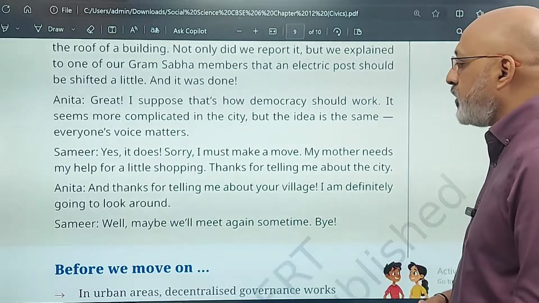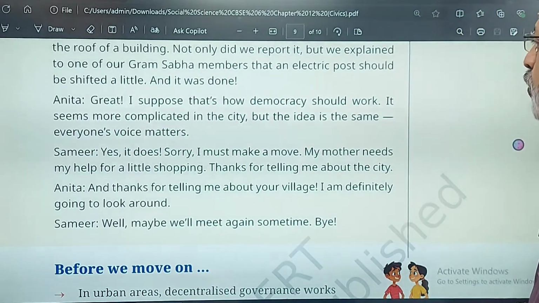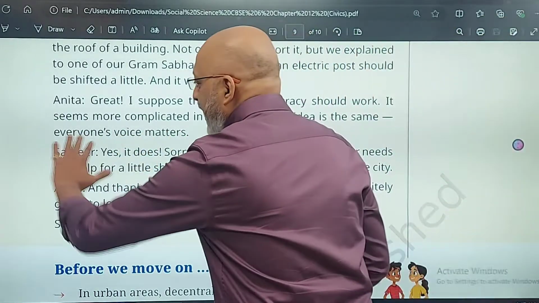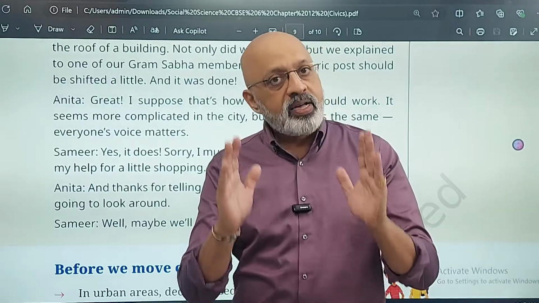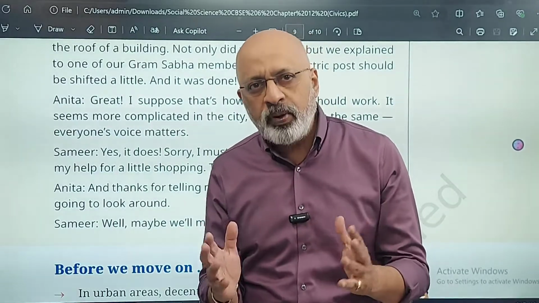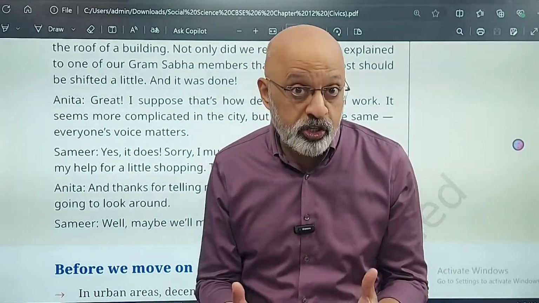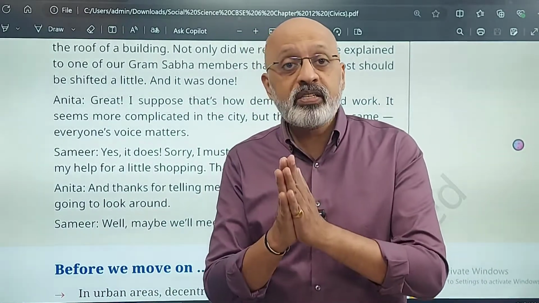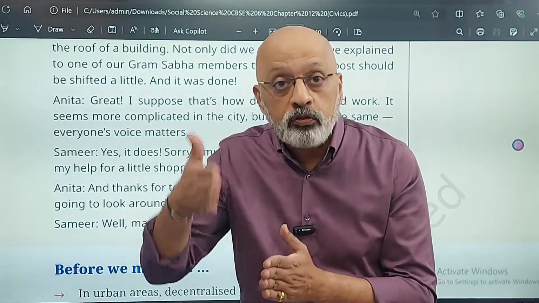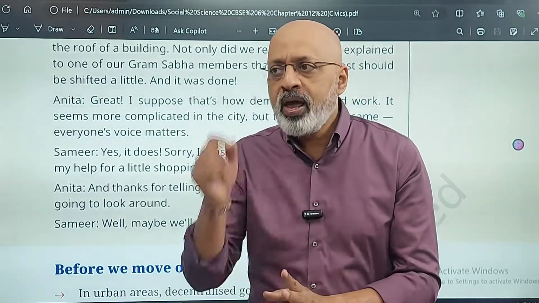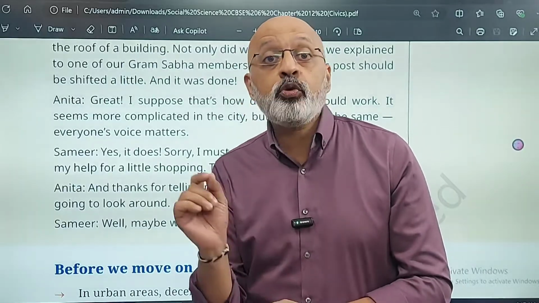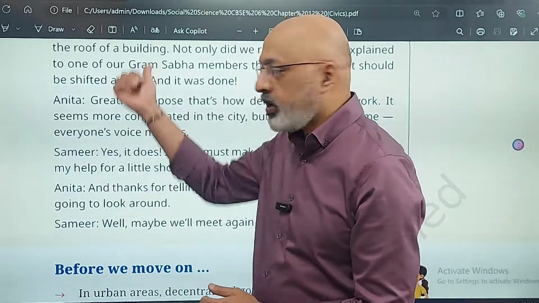Great. I suppose that's how democracy should work. It seems more complicated in the city, but the idea is the same. Everyone's voice matters. This is an important line. Cities also work this way, though it is a little more complex because obviously the population is much more, much more diverse. But the principle is the same, that everyone's voice matters. So you can be asked a question, what does everyone's voice matters mean? Then you will have to explain this part.